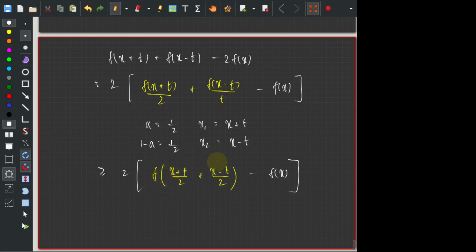But what is this quantity equal to? This is just f of x. So you have f of x minus f of x, which is greater than or equal to 0. That's straightforward. Correct. So therefore, we now have a necessary and sufficient condition for a function of real variable to be convex.